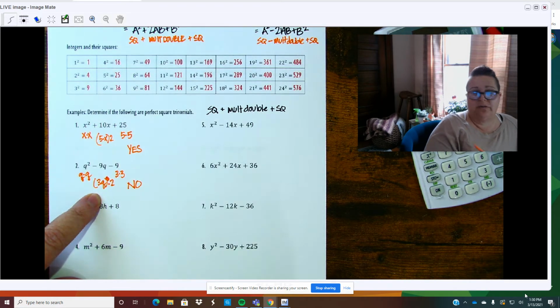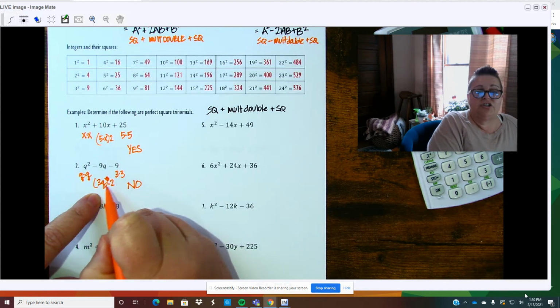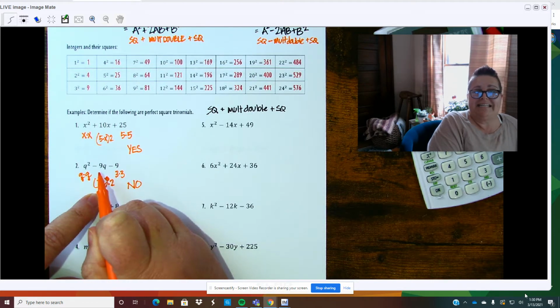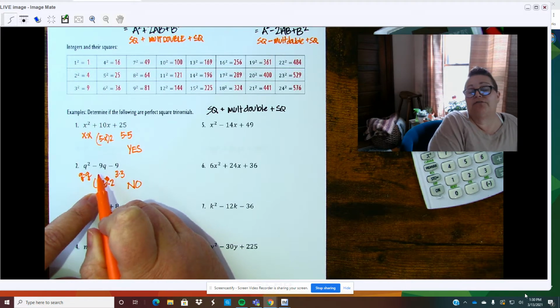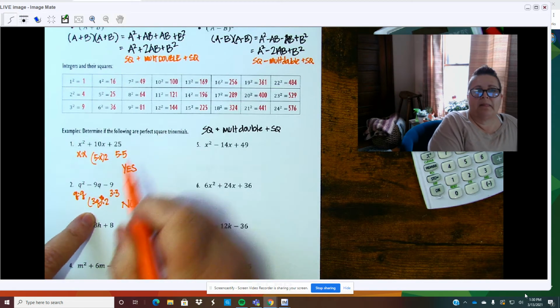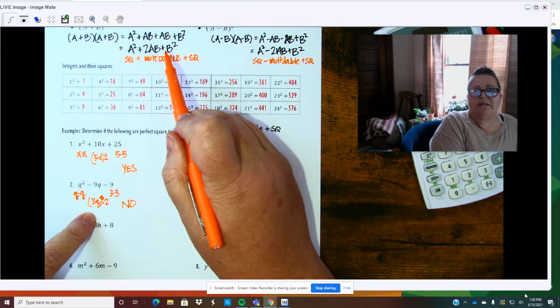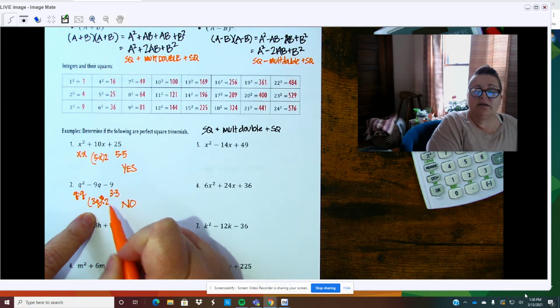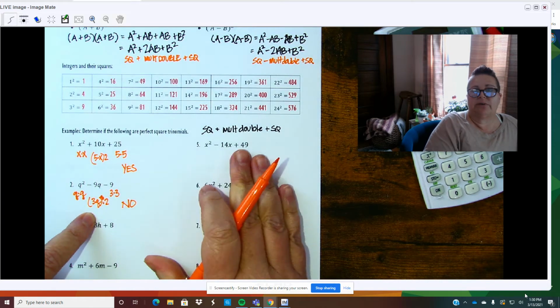There's actually 2 giveaways here. First of all, since the square root of 9 is 3, I should have 6q in the middle, double 3, or 6 in the middle. So that's the first reason why. But the second reason is this. If you look at the pattern, do you see how that's a minus 9? In our patterning, it's always a plus square. It's always a plus square. This is a minus square. So this is not going to be a perfect square trinomial.